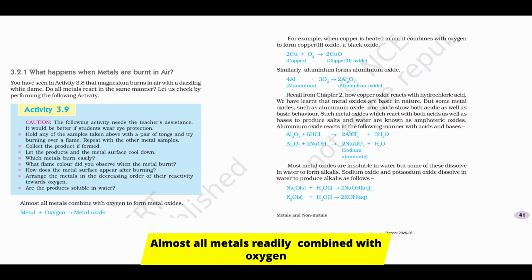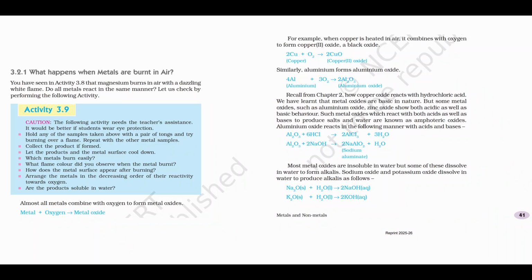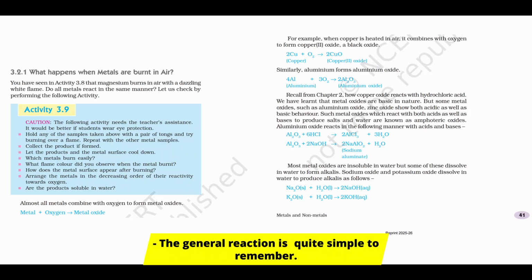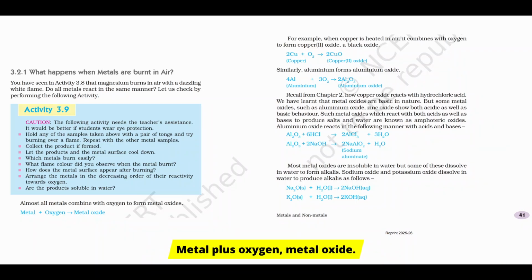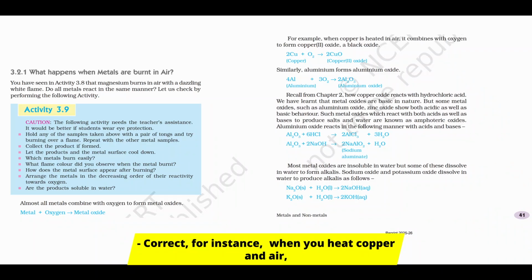Almost all metals readily combine with oxygen to form metal oxides. The general reaction is quite simple to remember. Metal plus oxygen gives metal oxide. Okay, metal plus oxygen gives metal oxide. Correct. For instance, when you heat copper in air, you'll observe it forming a black-colored substance. That's copper oxide. Aluminium also reacts with oxygen, forming aluminium oxide, which is a white solid you might be familiar with.